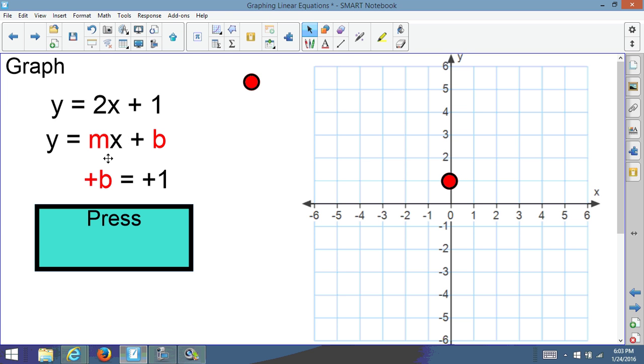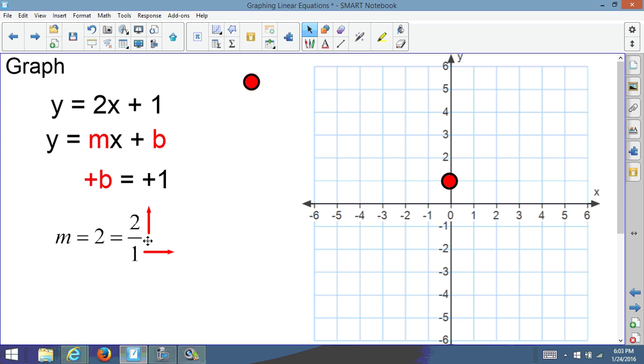Now that I have my slope, which is 2, I'm going to go up 2 boxes and over 1 box and draw my next dot. So from this spot, I'm going to go up 2 spaces, 1, 2, and then 1 more to the right and put my dot right there.